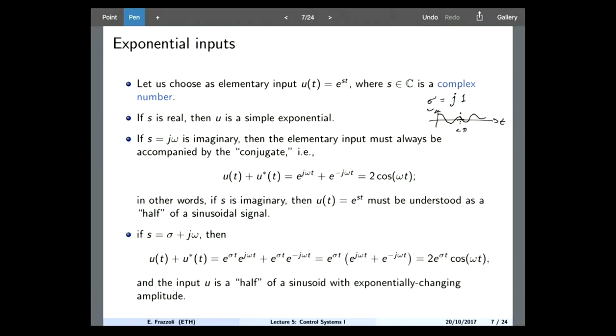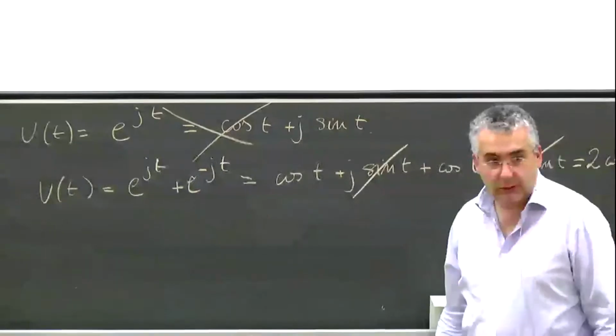Okay, so this stuff I cannot do, okay? But this I can do. Okay, what is this? This would be cosine of t plus j sine of t plus cosine of t minus j sine of t. Can I physically realize this? Yes, because this term cancels with this one here, and what I'm left with is 2 cosine of t. Okay? You get the point?